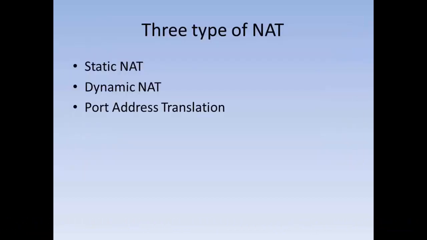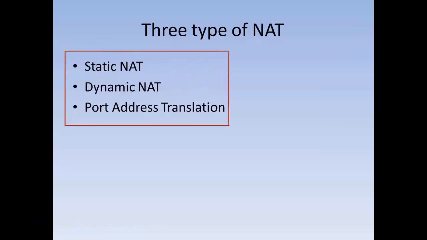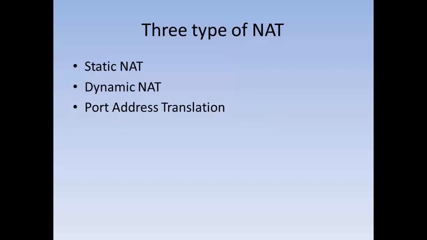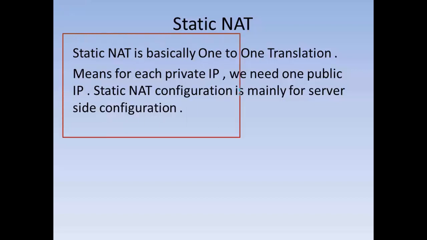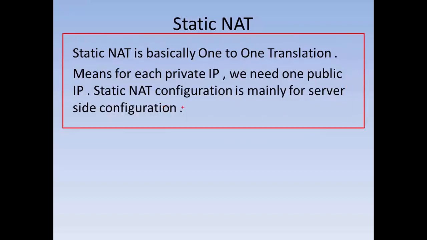So there can be three types of NAT configuration: one is static NAT, one is dynamic NAT, and one is port address translation, in short called PAT. One by one we will do everything practically and show you how we can configure static NAT, dynamic NAT and PAT in a real scenario. In this video I will explain static NAT, and in the upcoming videos I will explain dynamic NAT also.